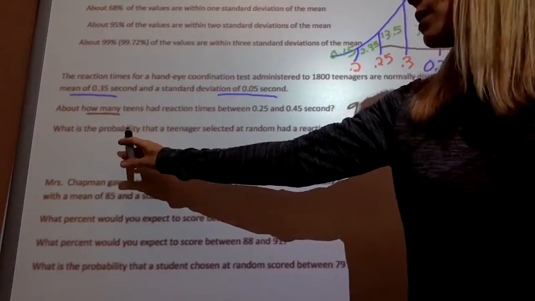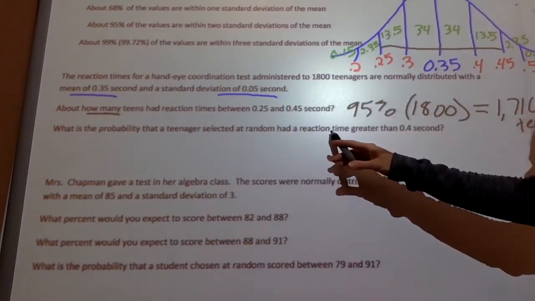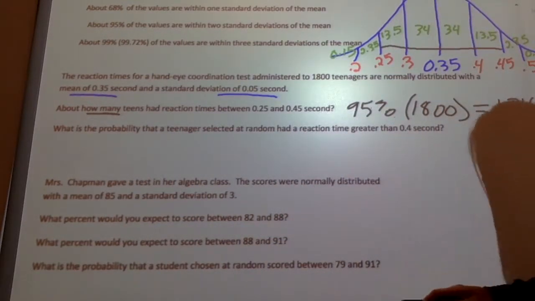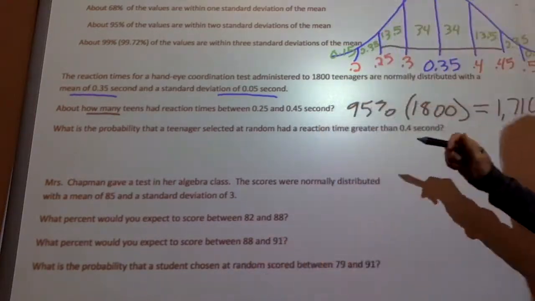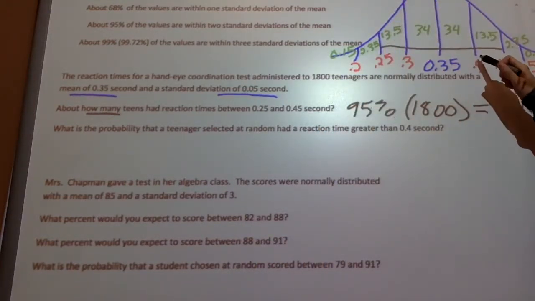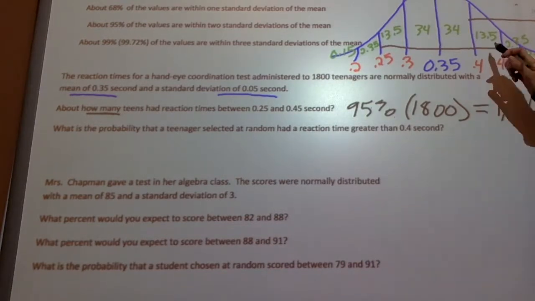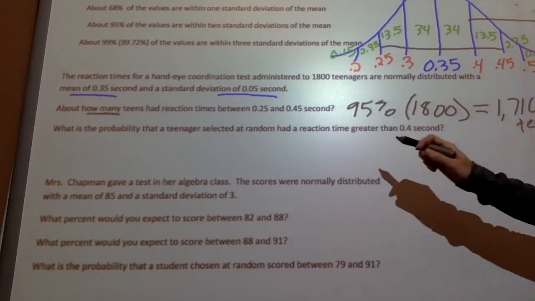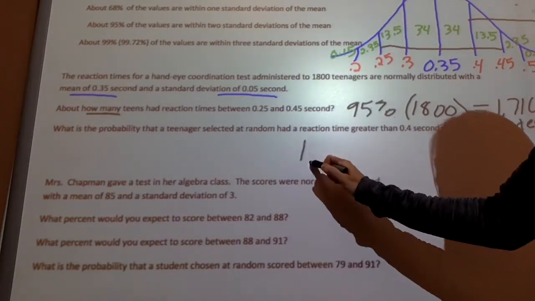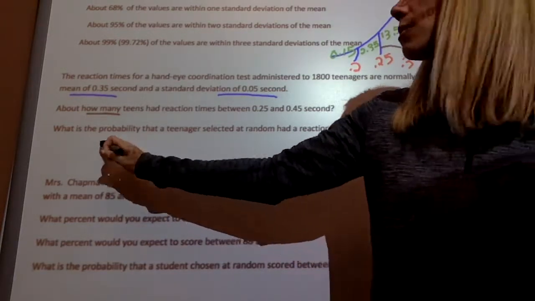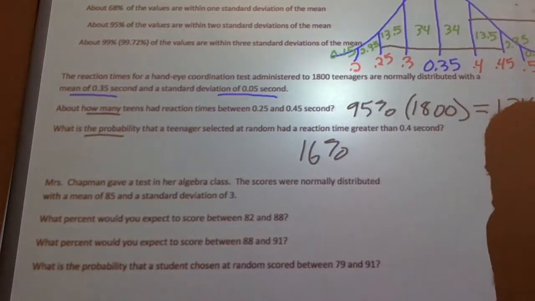What is the probability that a teenager selected at random had a reaction time greater than 0.4 seconds? So 0.4 seconds, and here's 0.4 seconds, and I want greater than, I'm going to add up those 3%. Take 13.5 plus 2.35 plus 0.15, and I get 16%. And I can leave it as a percent because this one says what's the probability.